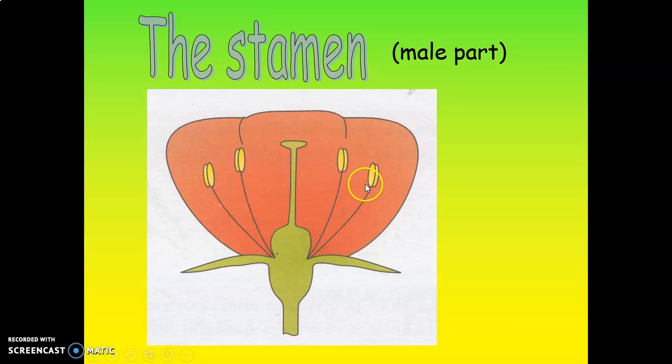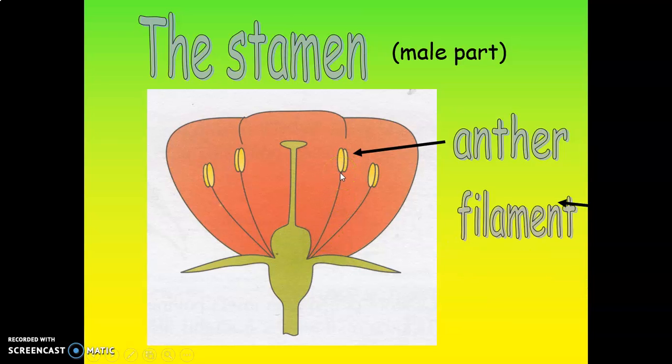And each stamen is made up of 2 parts. You see the upper part here, the yellow part, is called the anther. And the part that is holding the anther is called the filament. Okay? So anther and filament make the stamen. And remember, stigma, style, ovary make the pistil. Now anther and filament, both of them together make the stamen, which is the male part.